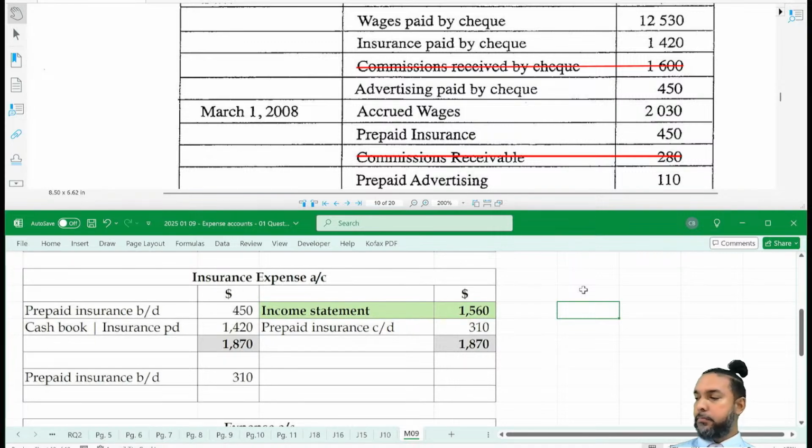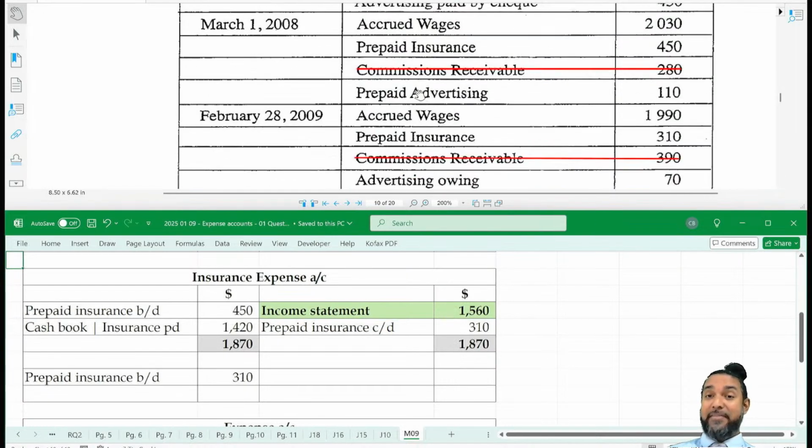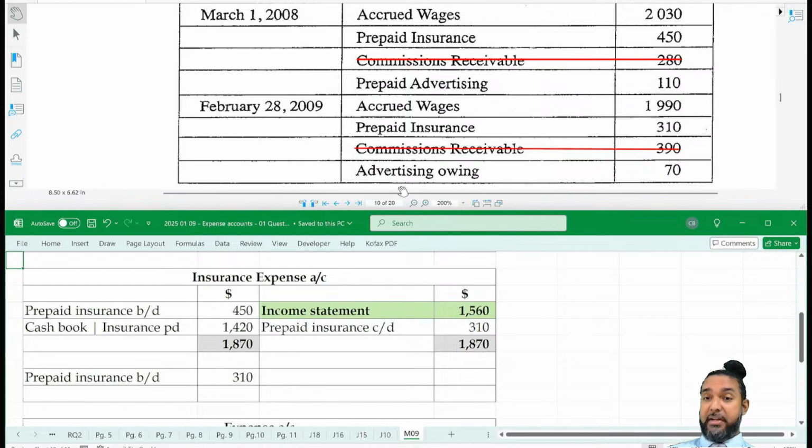All right, cool. Lovely. All right, and we have one more, which is the advertising. So remember, with the advertising, we started off as prepaid, but ended as accrued. I'll give you a couple of minutes, and then we'll correct that, and then call it a day.